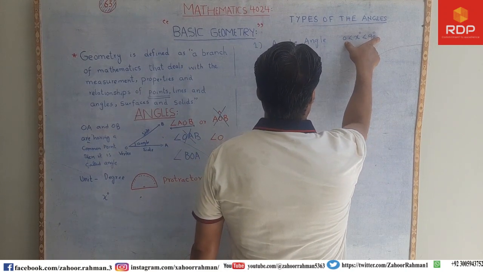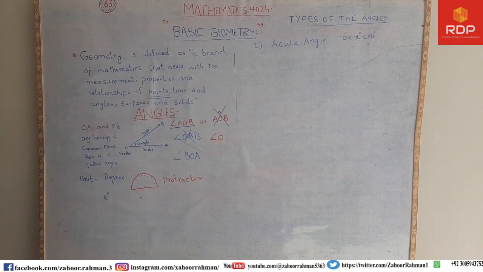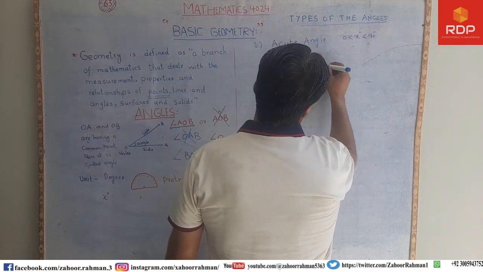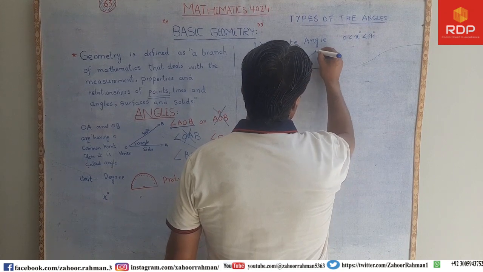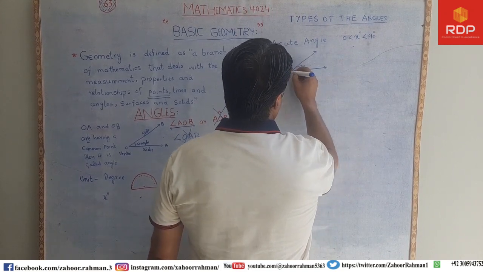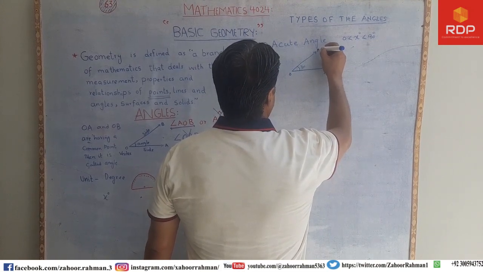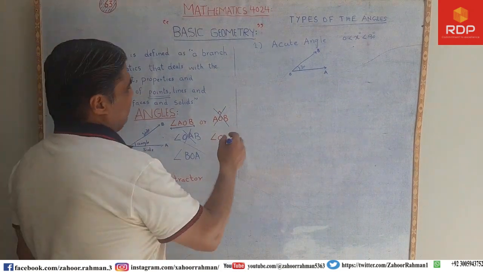Mathematical notation is this one, but in common language we are saying the angle which is lying between 0 and 90 degree is called acute angle. For example, this is an angle and that is of 30 degree. So we are calling AOB an acute angle.